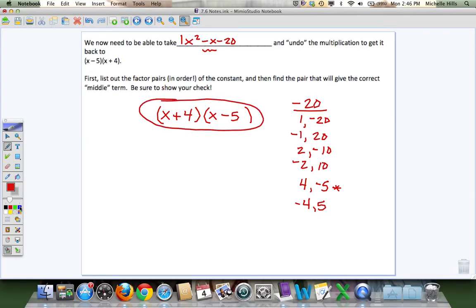However, you're also required today to show me your check to make sure you do get this minus 1x in the middle. So the inside part of FOIL, this positive 4 times the 1x, gives me a positive 4x. The outside part of FOIL, the x times the negative 5, gives me a minus 5x. When I add those together to combine like terms, I end up with a negative 1x, which is what I need for my middle term.